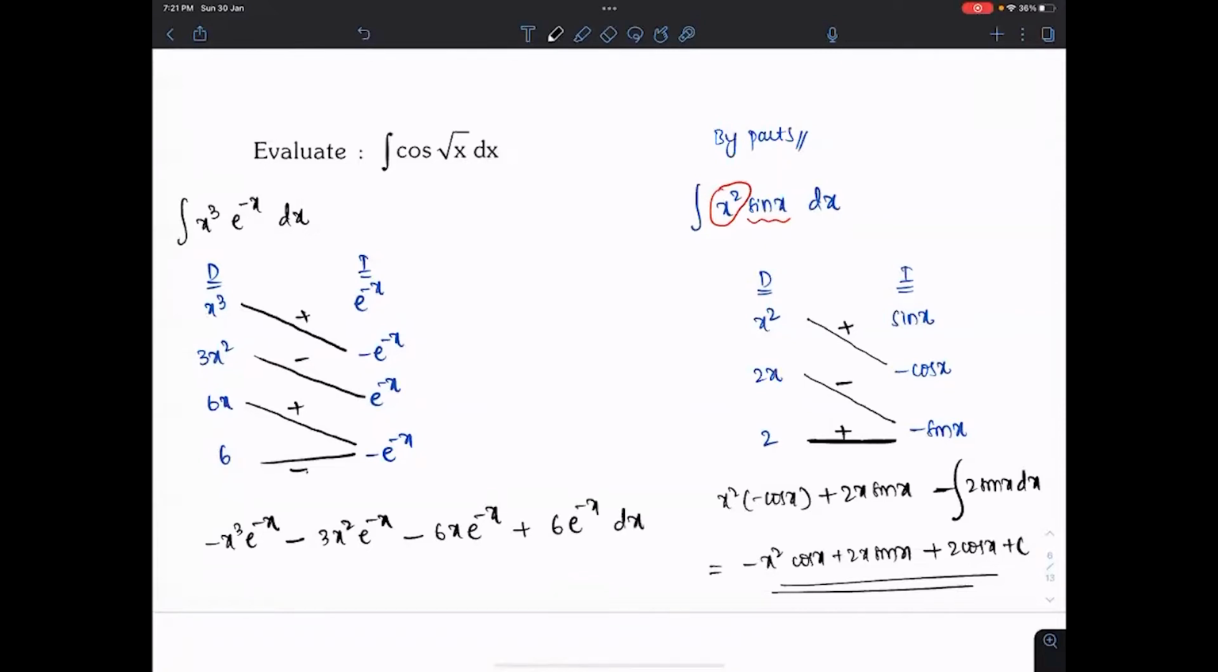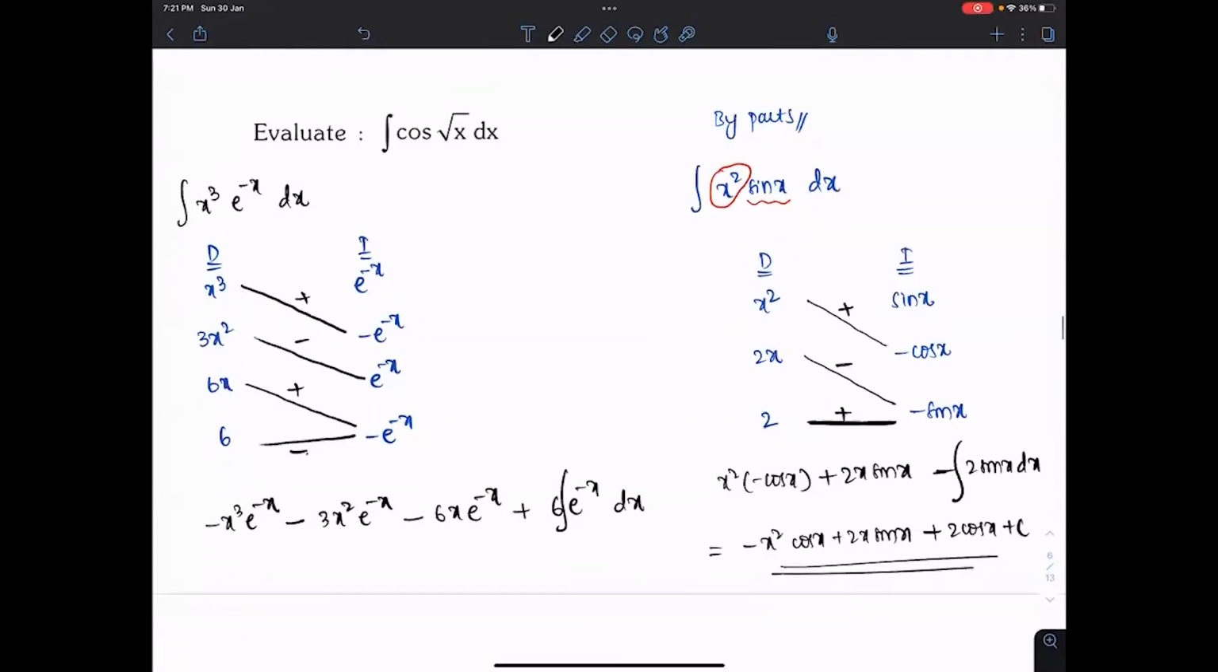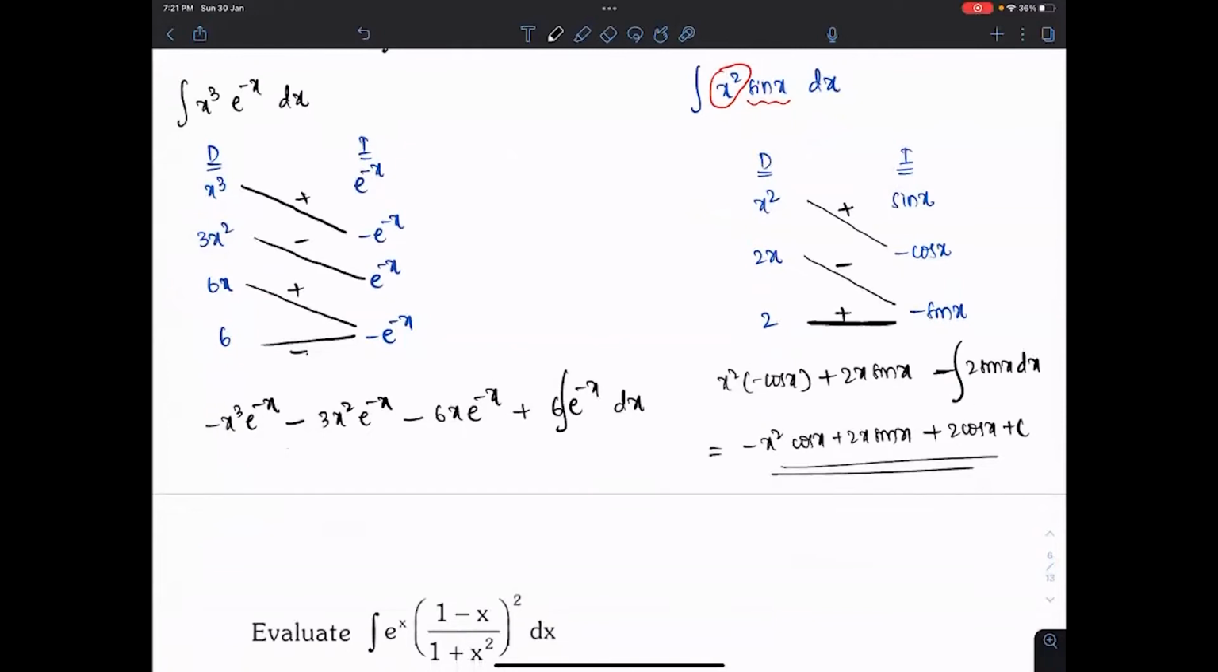But the last one you will integrate. So what do we get? e power minus x integration is minus e power minus x, like that.